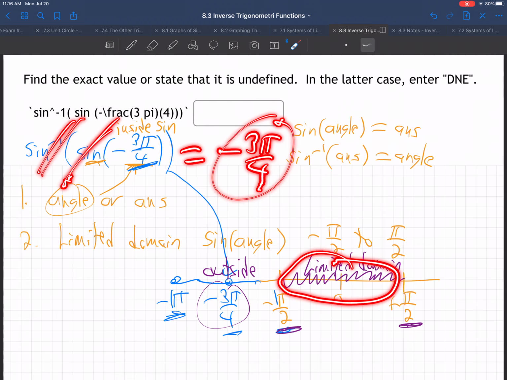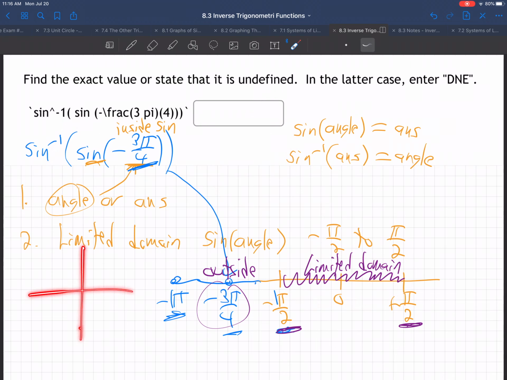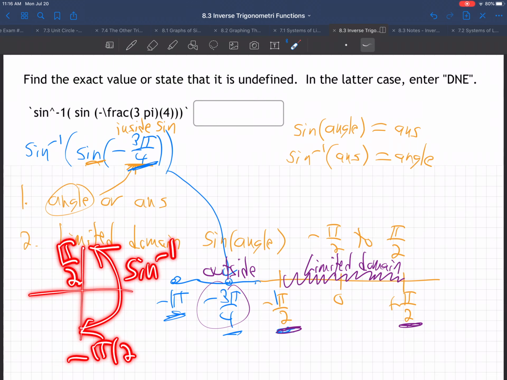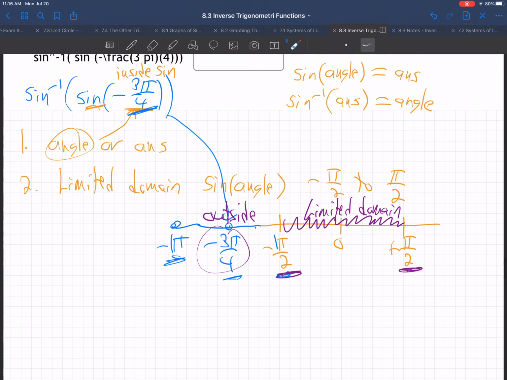The problem with that is, you might say, why can't we? They're inverse functions. Yeah, but they're only inverse functions within the limited domain. Remember the graph, sine inverse is only from negative pi over 2 to positive pi over 2. That's where sine inverse is limited. So this angle is outside of that range, and we can't just cancel them when they're outside of that range. Well, then what do we do?